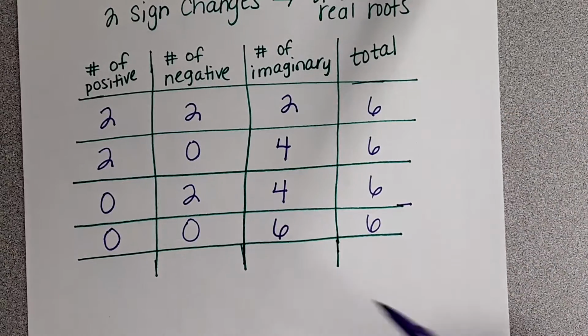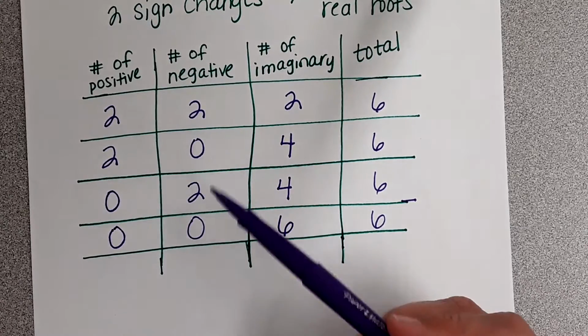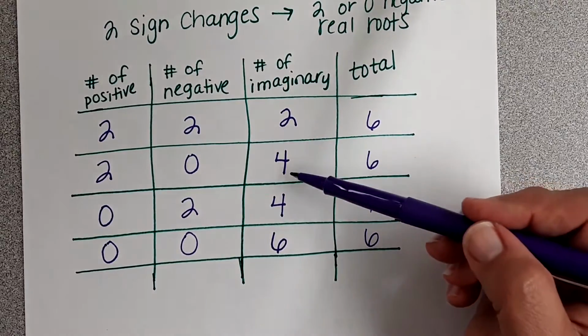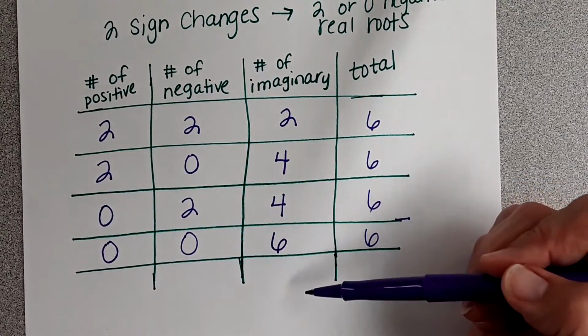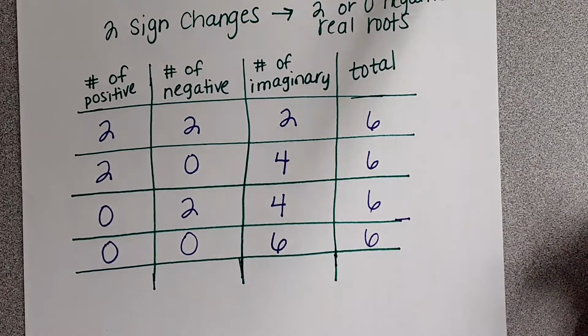So what does that mean? I could have 2 or 0 positive roots, 2 or 0 negative roots, or I could have 2, 4, or 6 imaginary roots. So that's how you would do the ones with Descartes' rule.